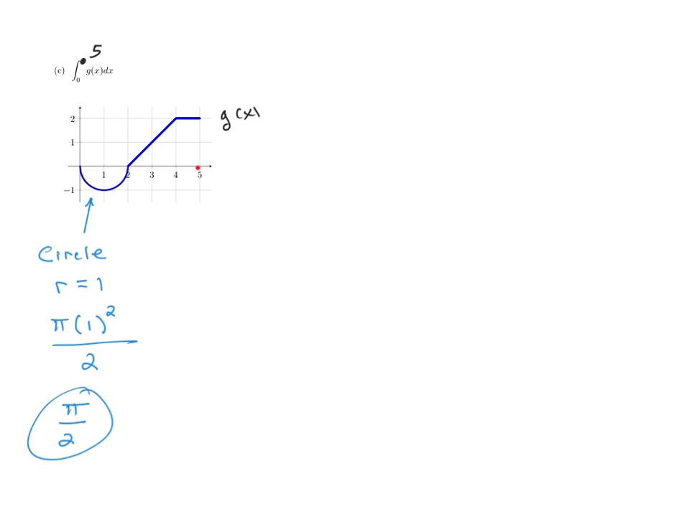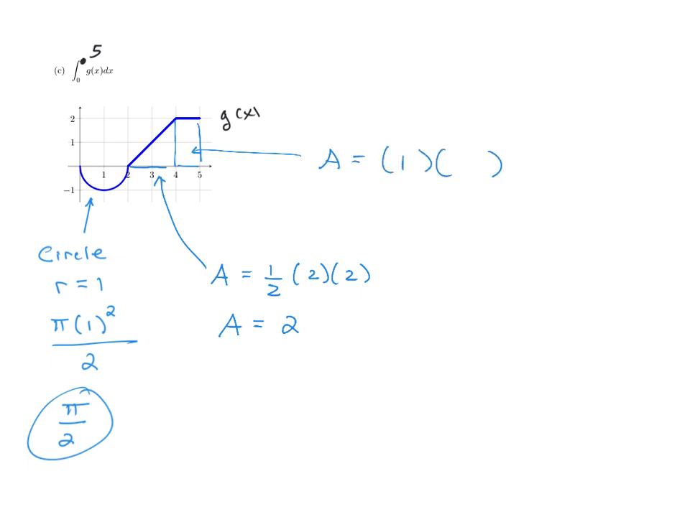Now over here, we could break this up into two pieces as well. We could say, well, first we have this triangular region, and then we have a rectangular region. So here, it's a triangle, so the area is going to be 1/2 the base, which is 2, and the height, which is also 2. So the area for this part is 2. And the last thing we have here is the area of a rectangle, which is a base times a height. The base is 1, the height is 2, and the area of that region is 2. So we have pi over 2, 2, and 2.